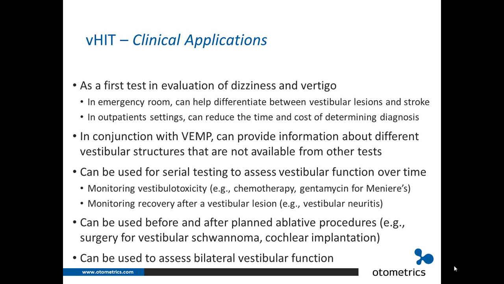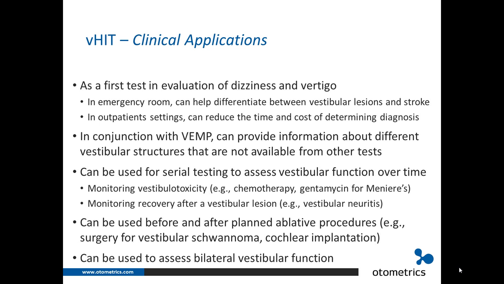When combined with ocular and cervical vestibular evoked myogenic potentials, or VEMPs, VHIT can provide a complete evaluation of each structure within the labyrinth and its afferent neural pathway. VHIT can be used to monitor changes in the VOR function over time as the patient undergoes treatments that require administration of vestibulotoxic medications, such as in chemotherapy or in gentamicin treatment for Meniere's disease.